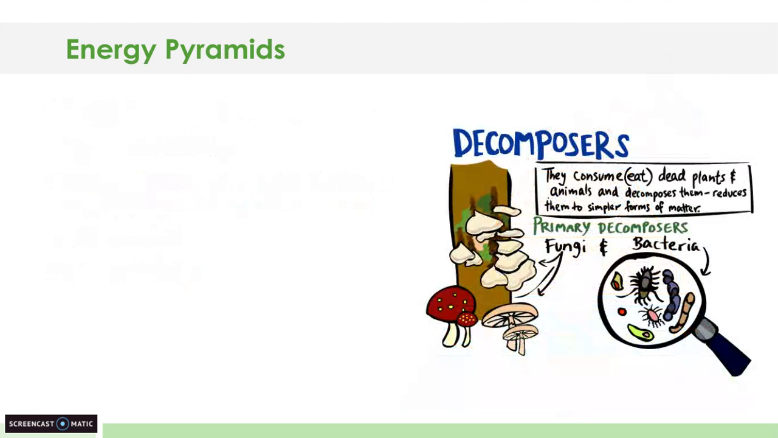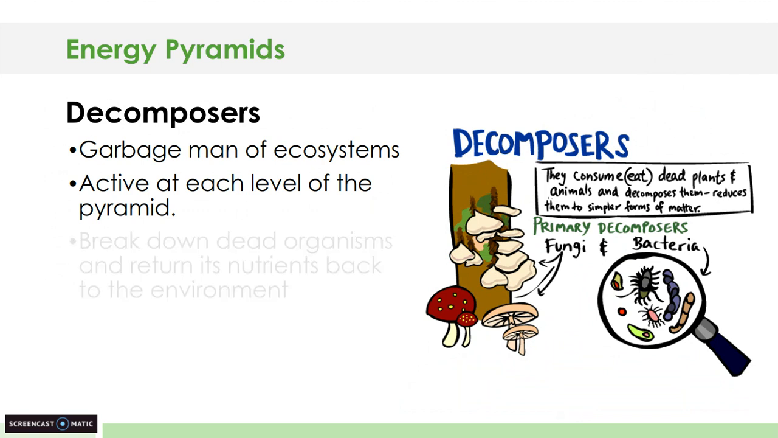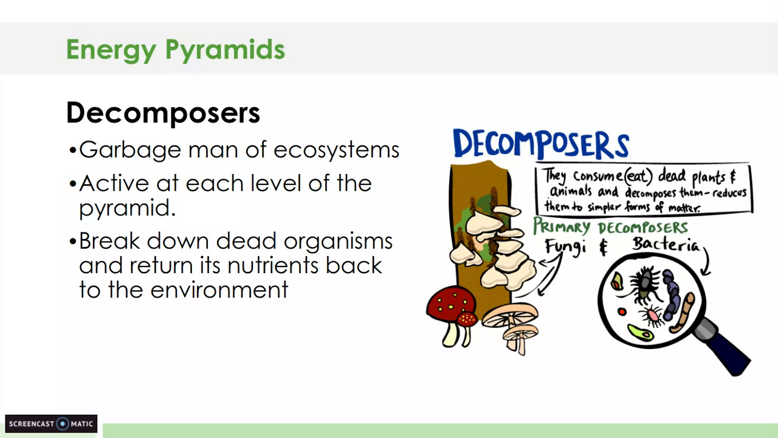And then let's talk a little bit about decomposers. All right, because decomposers consume or eat dead plants and animals. So they're like the garbage men of the ecosystems. So they're active at each level of the pyramid, and they break down dead organisms and return nutrients back into the environment. So at any of the different levels of the pyramid, if one of those organisms dies, it gets broken down by decomposers, and then those nutrients are added back into the environment, which can be used by producers.